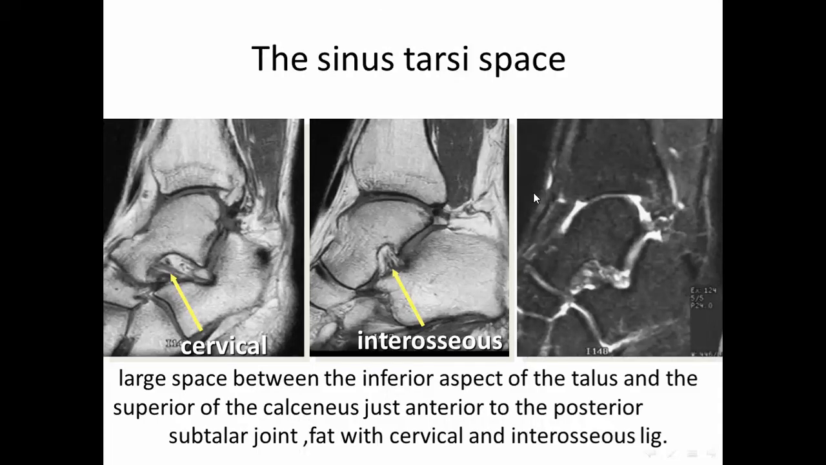The sinus tarsi space is a large space between the inferior aspect of the talus, this is the talus, and the superior aspect of the calcaneum. Anterior to the posterior subtalar joint, this is the subtalar joint. It contains fat and two ligaments. One is called the cervical ligament and one is called the interosseous ligament.